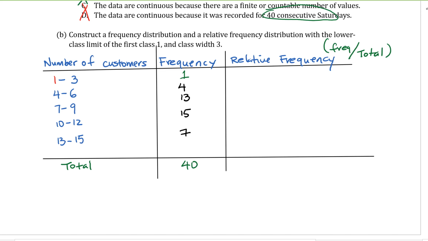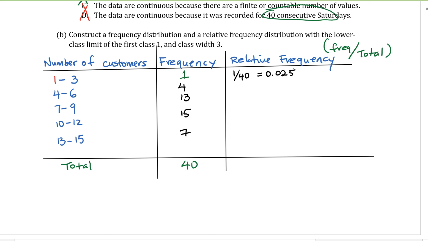Next one is relative frequency. Relative frequency is given by frequency over the total. And here, I'm going to keep 3 decimals. So let's see. The first one is 1 over the total, which is 40. Use your calculator, you will get 0.025.